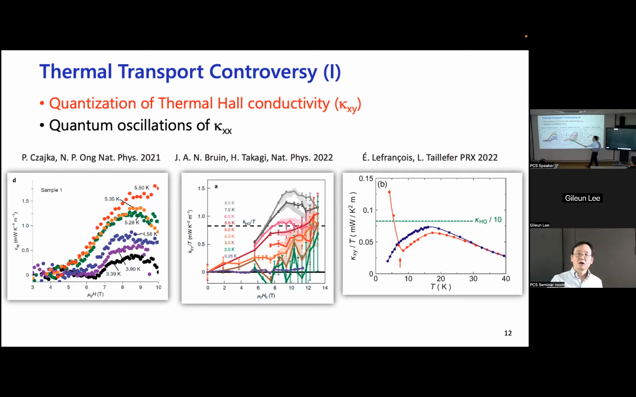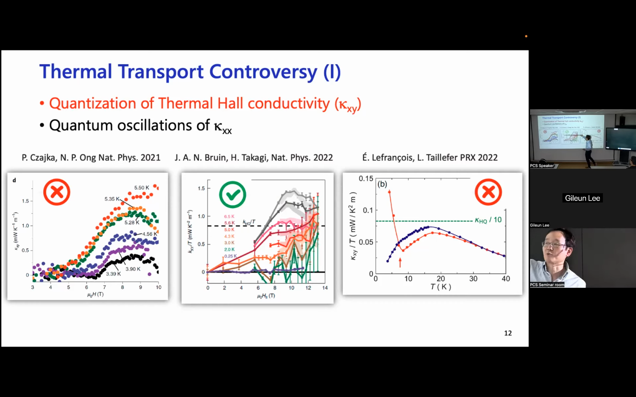First, Ong's group at Princeton reported that they couldn't reproduce that. And then Hidenori Takagi's group at Max Planck in Germany actually say that no, they can replicate that half quantized state in this temperature region and this magnetic field region.